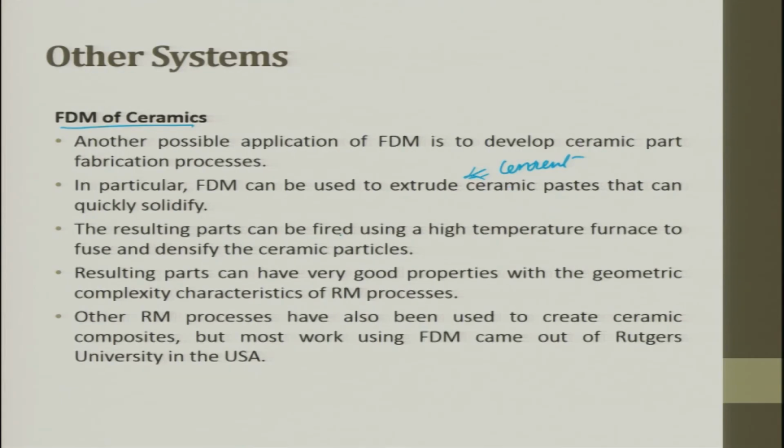The resulting part can be fired using a high temperature furnace to fuse and densify the ceramic material. The resulting part can have very good properties with the geometric complexity characteristic of RM processes. Other RM processes have also been used for creating ceramic composites, but most of the work in FDM came out from Rutgers University in USA.